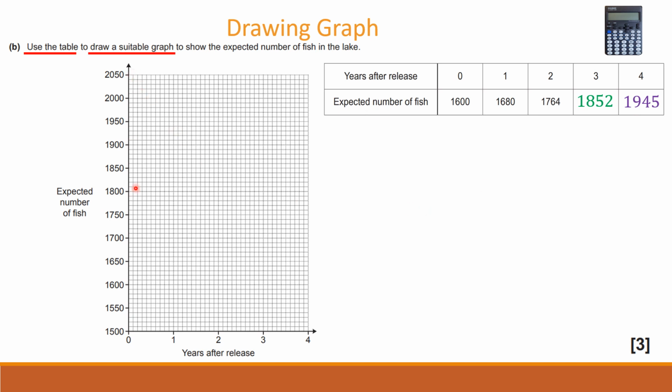You can see the axis has already been drawn out for you in the diagram, so all you've got to do is plot the coordinates and work out what the graph looks like. And this is going to be worth 3 marks.